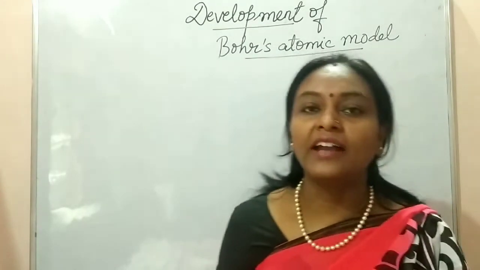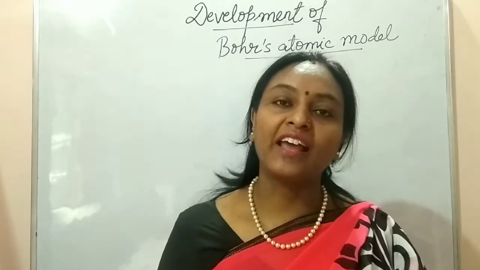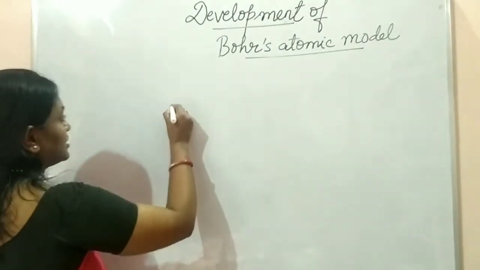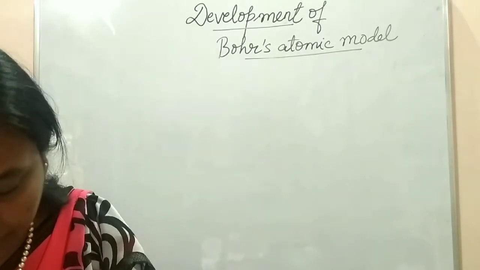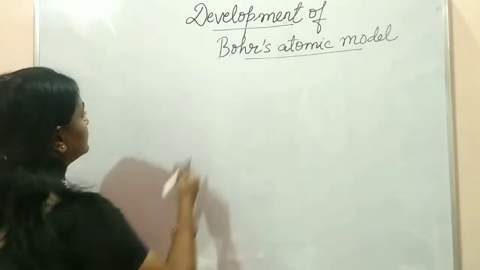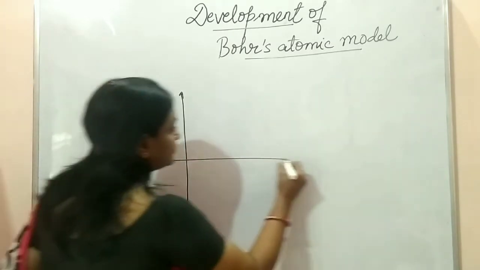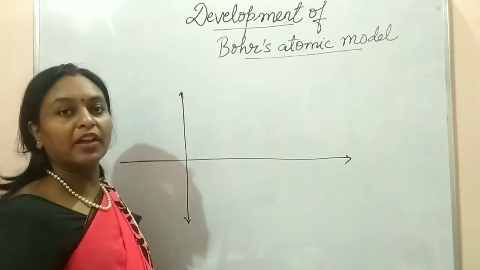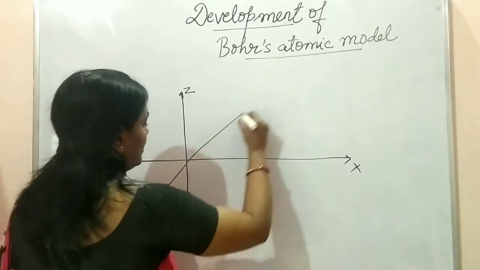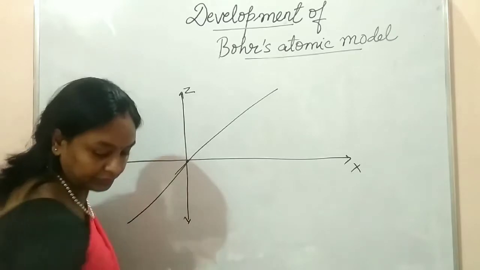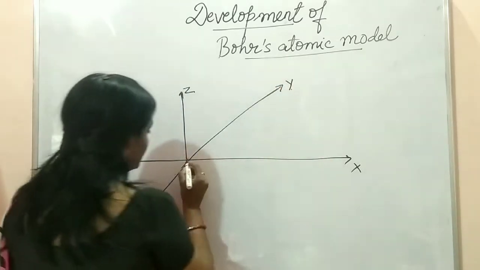I will draw a graph to show you how the oscillations of electric and magnetic field are perpendicular to each other and also to the direction of propagation. I'll take up the 3 axes. Let the x-axis be the direction of propagation, this the z-axis, suppose this is the origin, and this the y-axis.